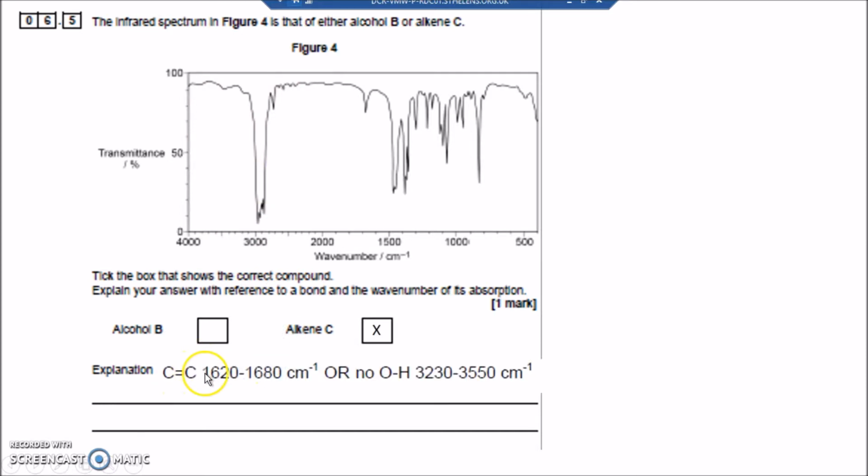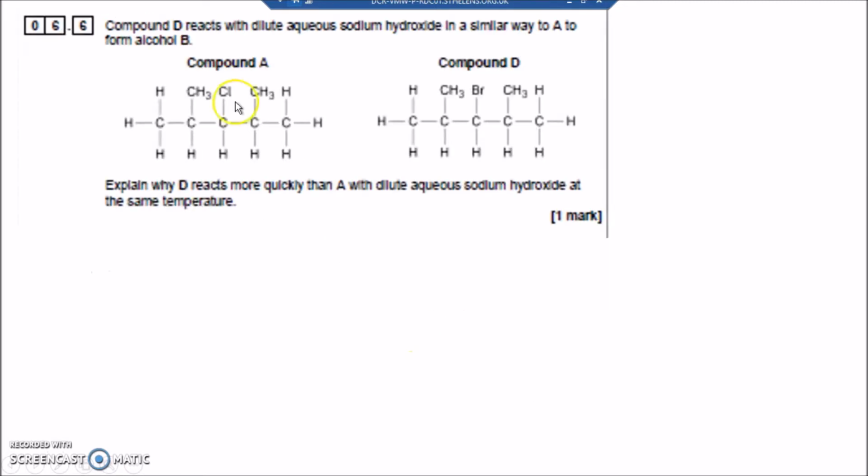Explanation: for the carbon-to-carbon double bond, you must quote these numbers from your data book, 1,620 to 1,680. Remember, we're going right to left on our scale, so it is that one. So that one identifies the carbon-to-carbon double bond, or as I said, no OH at around about 3,230 to 3,550. Nothing here for an alcohol. Quote those numbers from your data book, you don't need to remember them.